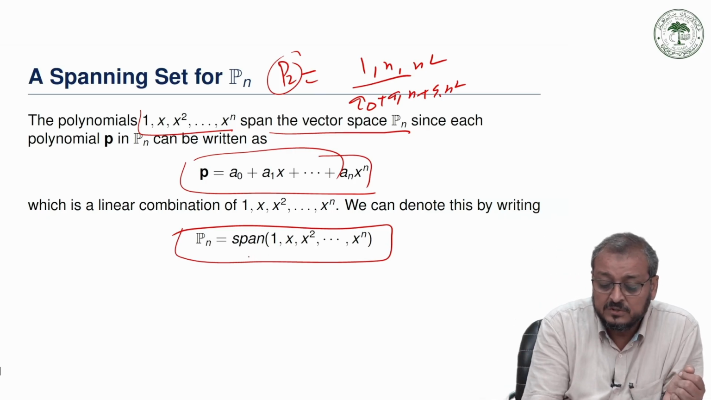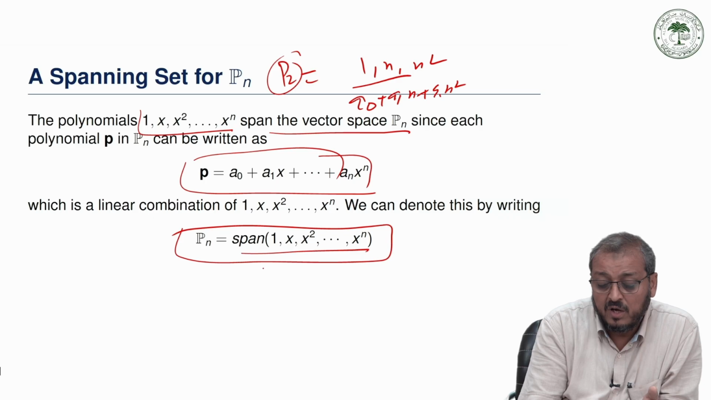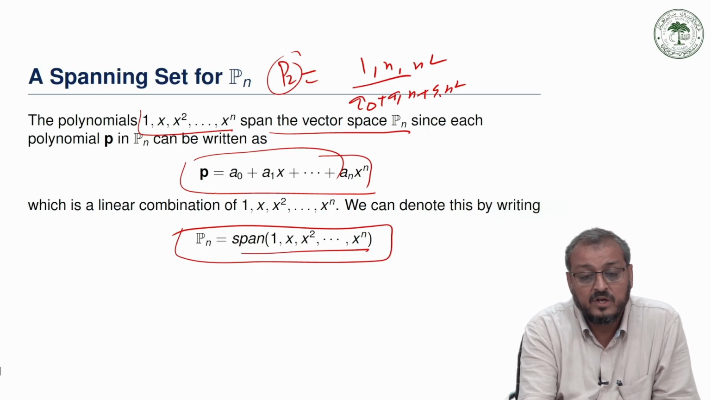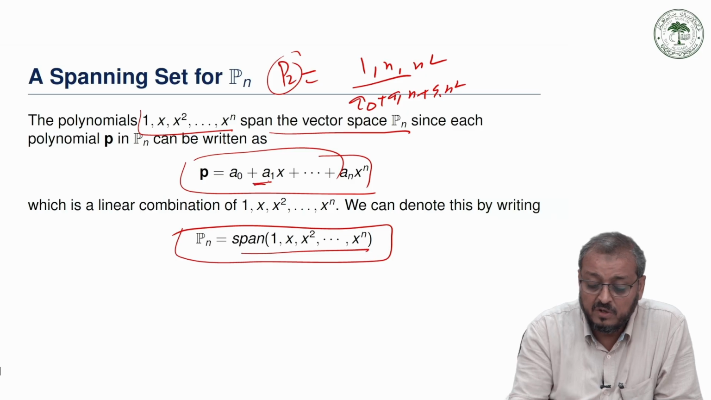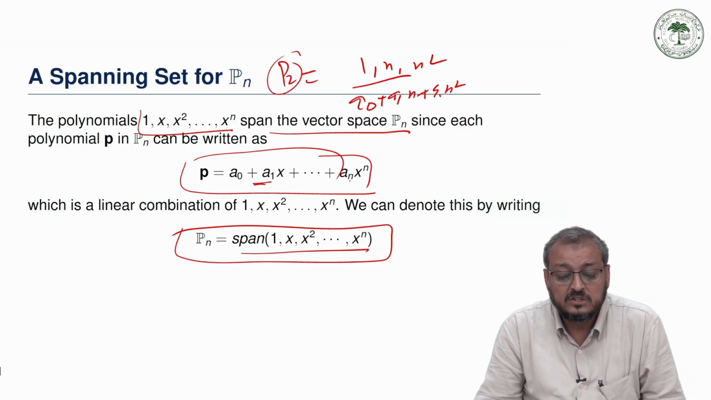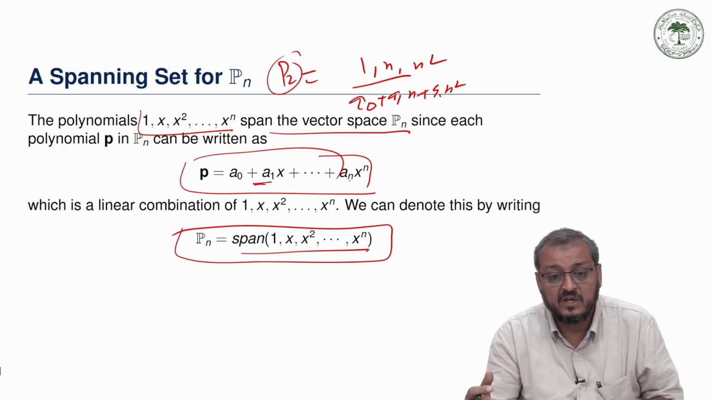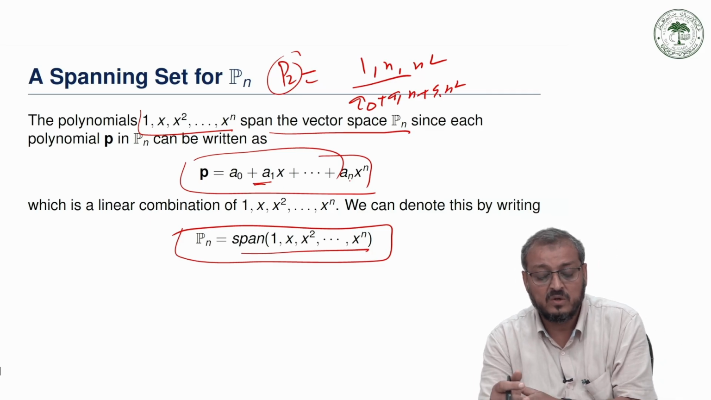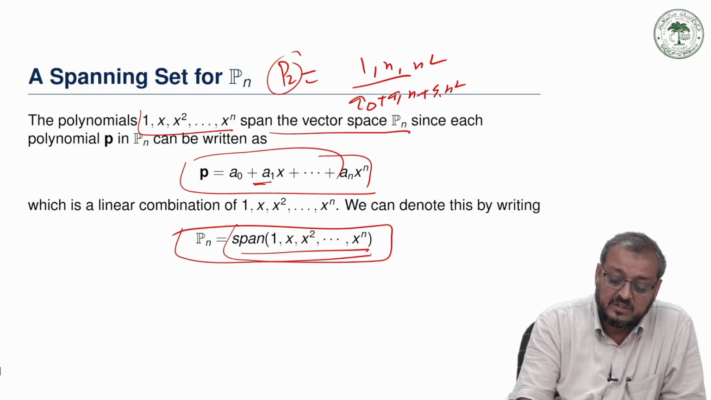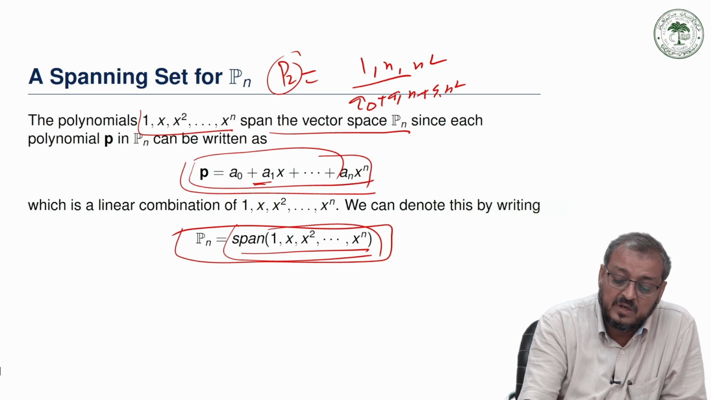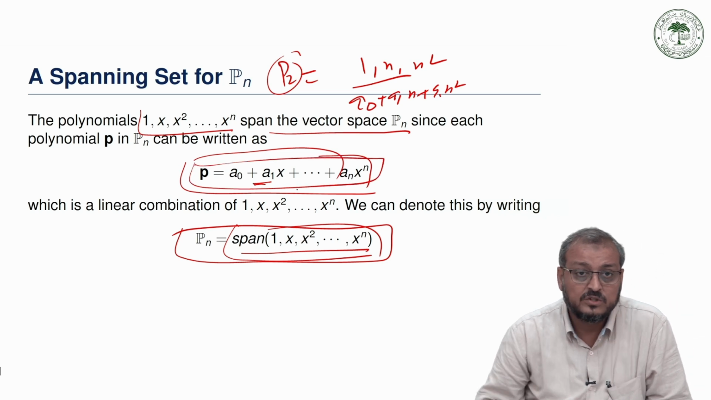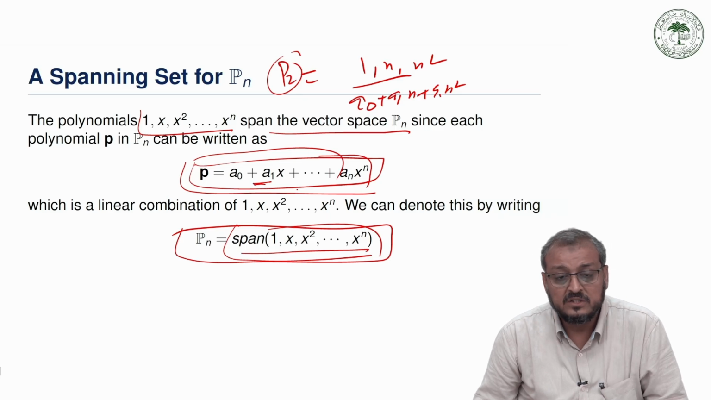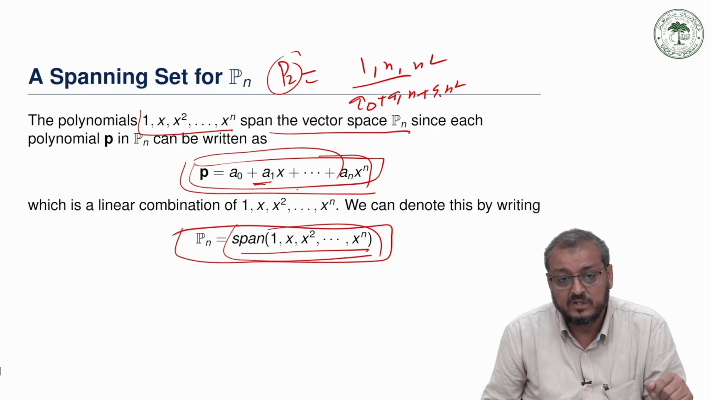So the span of 1, x and so on means any vector can be written as alpha naught plus alpha 1 x and so on, where alpha naught is equal to a0, alpha 1 is equal to a1, and so on. So this way we can write that the spanning set of Pn is all the elements 1, x, x square up to xn, and any arbitrary element can be written in this form. So this is the spanning set.